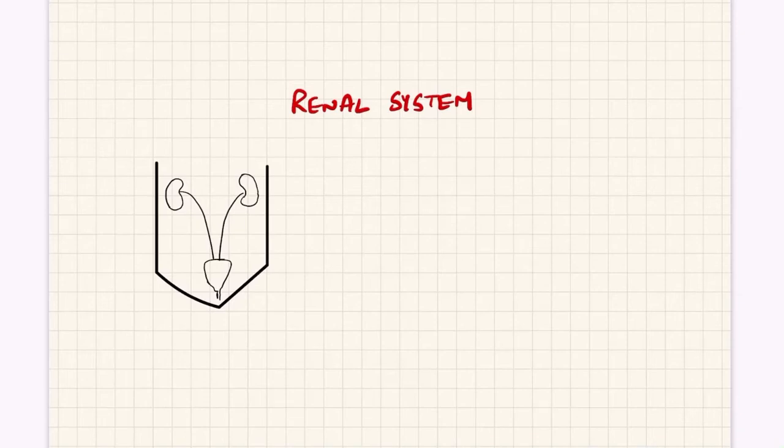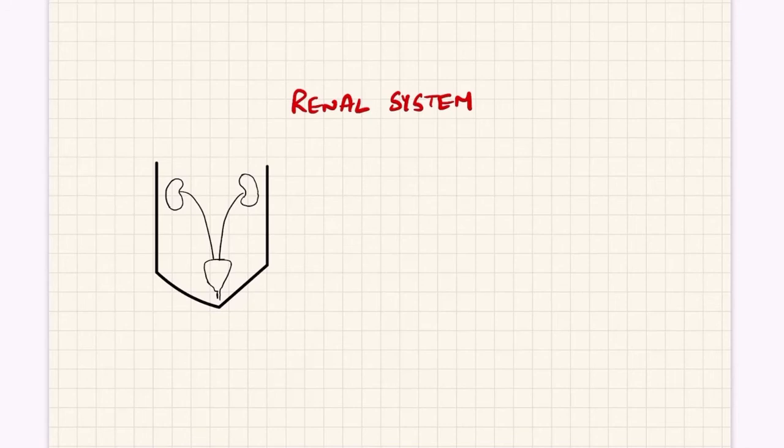Now you can notice in the diagram that the right kidney is situated a bit lower than the left kidney. That is because on the right side there is your liver, which pushes the right kidney a little bit down, whereas on the left side there's nothing, so it sits higher. So the right kidney is a little bit lower and the left kidney is a bit higher than the right kidney.